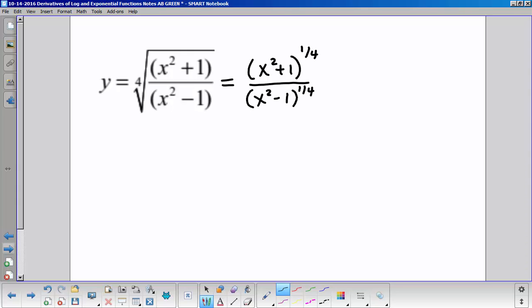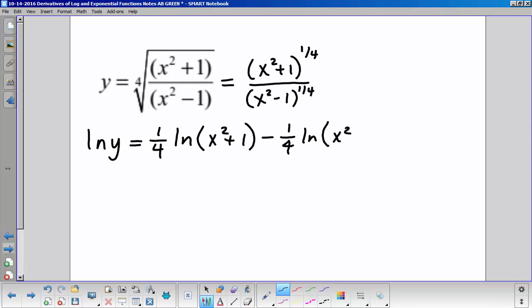Right? I mean, that's equivalent. Do you agree? Yes. And I think it's going to be easier to unbundle or expand. So let's take the log of both sides. We get natural log of y equals 1/4 natural log of x squared plus 1 minus 1/4 the natural log of x squared minus 1.